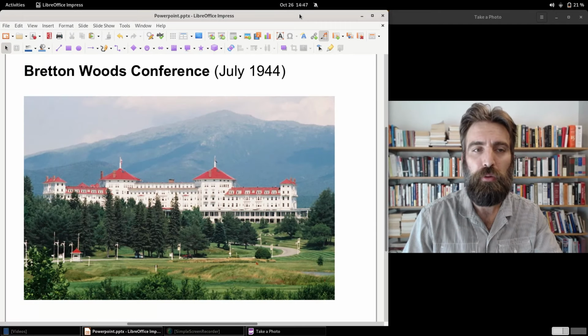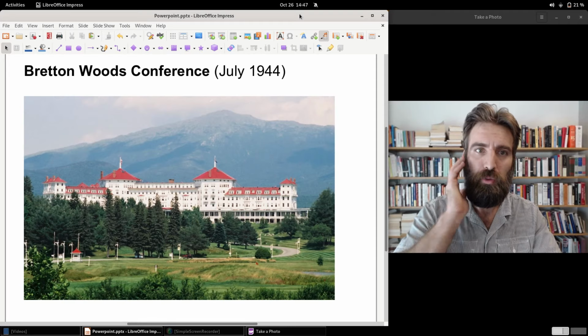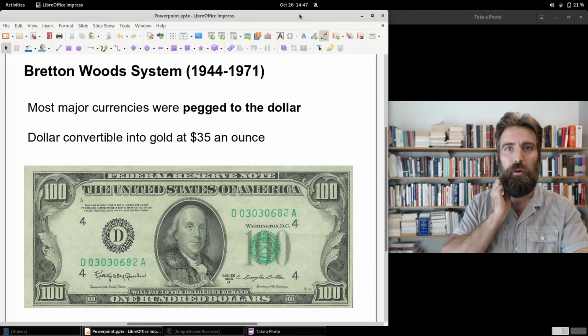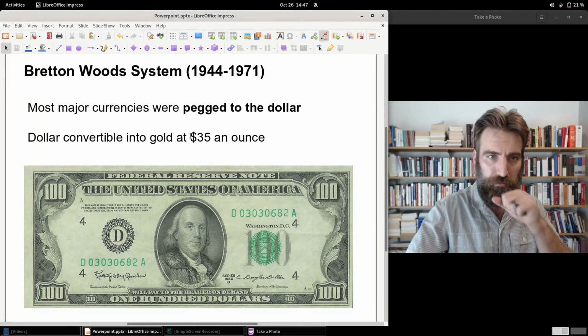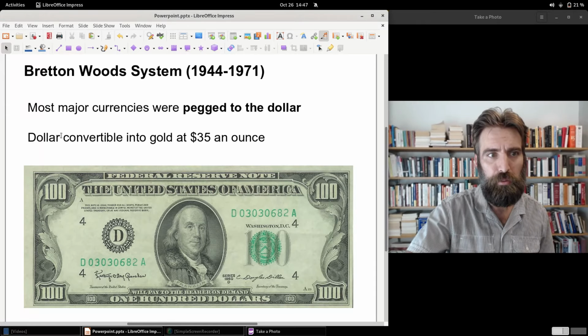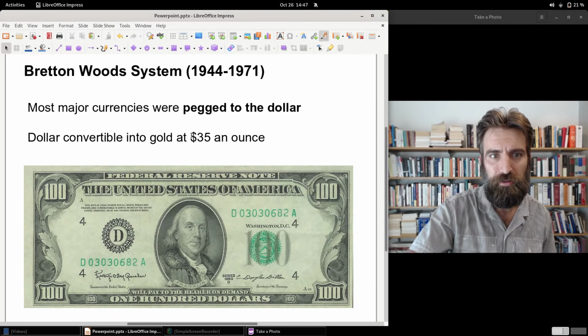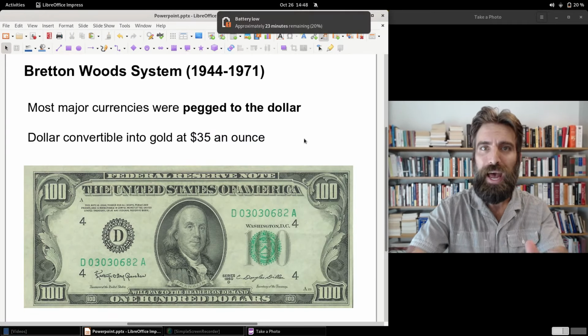The dollar became the world reserve currency in 1944 with Bretton Woods. In the Bretton Woods system, all major currencies were pegged to the dollar because the dollar was convertible into gold at $35 an ounce of gold. So that was the backing.